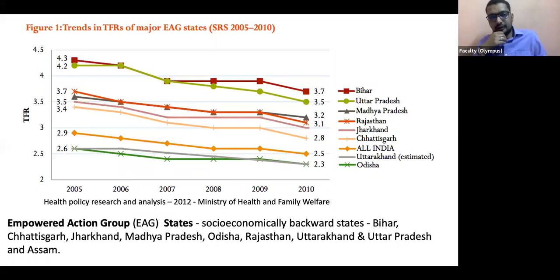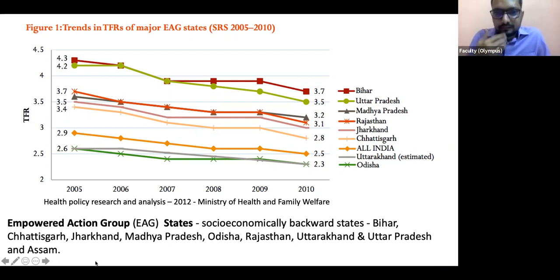Also, within India, if you notice, there are certain states that show decreased rates. Total fertility rates are also decreasing in some states, especially the EAG states. EAG states refer to empowered action group states. So these are socio-economically backward states, which include Bihar, Chhattisgarh, Jharkhand, Madhya Pradesh or MP, Odisha, Rajasthan, Uttarakhand, UP, and Assam.